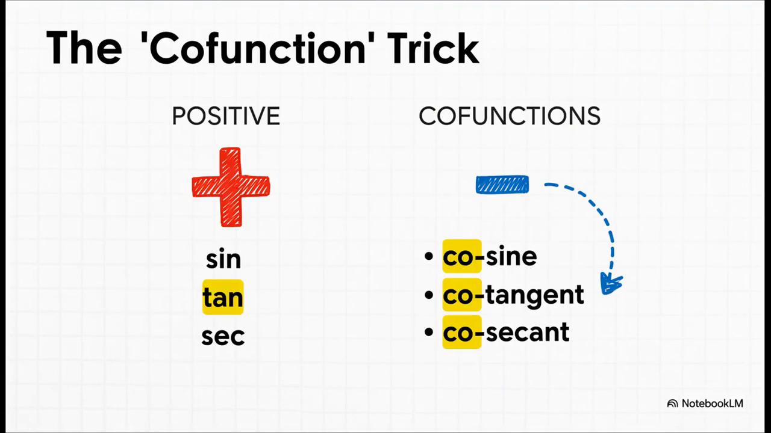Plain and simple. If the function starts with co, its derivative is negative. That's it. The derivative of cosine, negative. The derivative of cotangent, negative. The derivative of cosecant, you guessed it, negative. The other 3, sine, tangent, and secant, are all positive. Just remembering that one little rule basically cuts the amount you have to memorize in half.